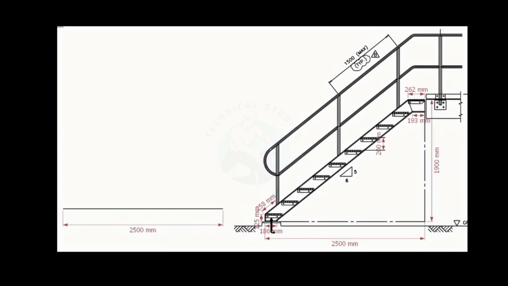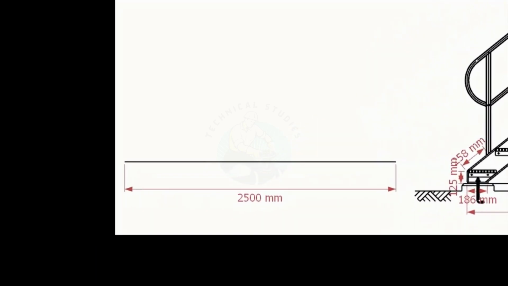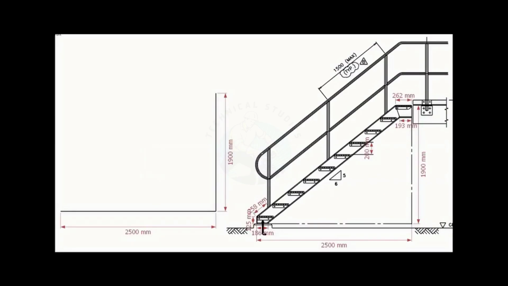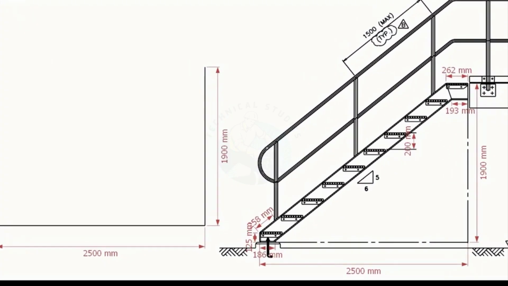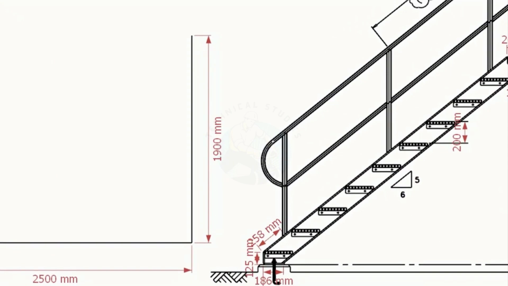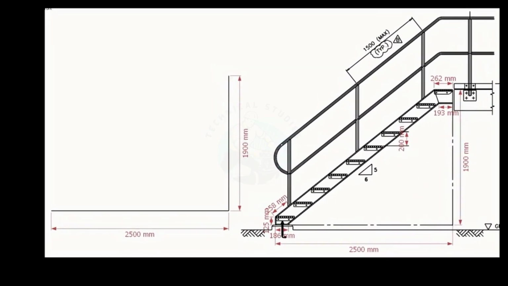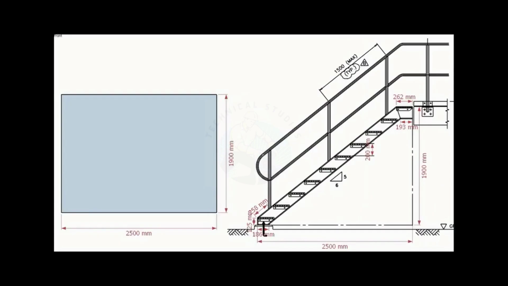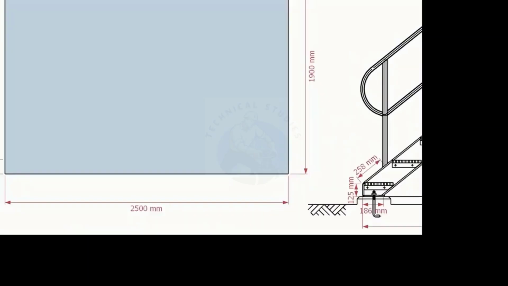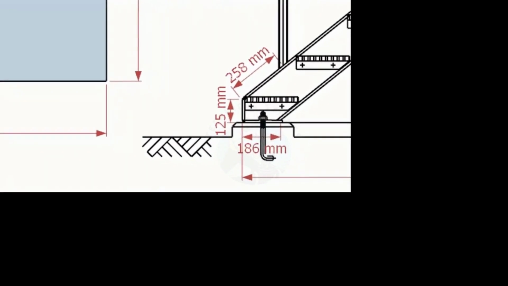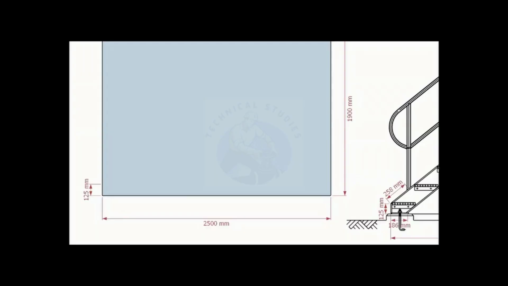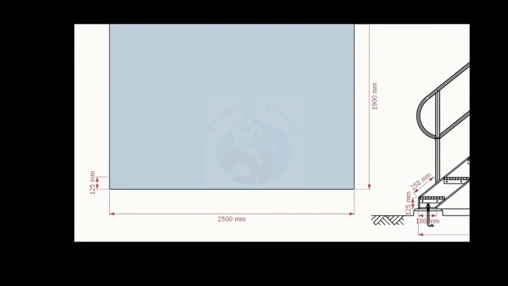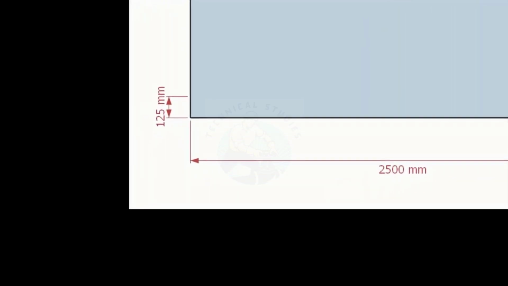Draw a 2500 mm long line. Draw a line vertically 1900 mm long. The lines must be at a 90 degree angle to one another. Finish off the rectangle. Check the staircase landing. The end plate height is 125 mm. Mark a line 125 mm above the bottom line.